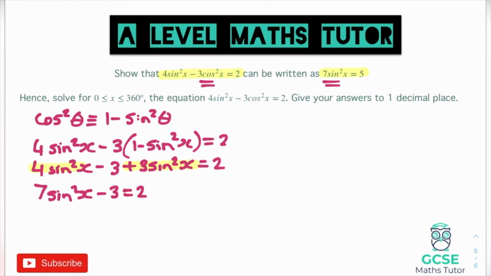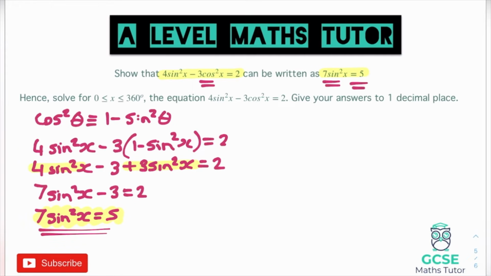And now we could minus 2 from both sides, or we could add 3 to the other side. Now looking at the equation up here, what it wants us to be written as, it says it's equal to 5. So we want to add 3 to the other side, which would give us 7 sine squared x is equal to 5. And there we are, we have shown that it equals that. So that would be our final answer, and we have shown that correctly using our trigonometric identity.